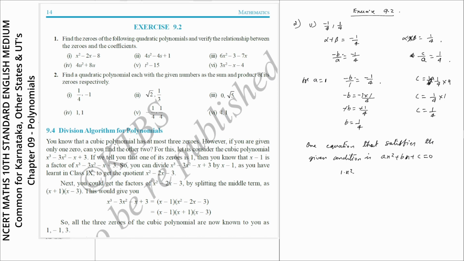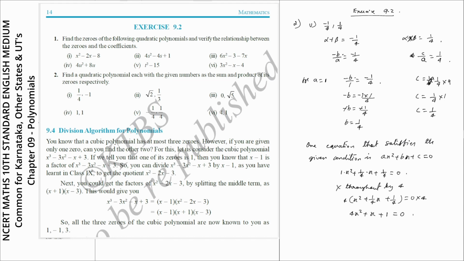1 into x square plus b is 1 by 4 into x plus c is 1 by 4 is equal to 0. Now multiply throughout by 4. So I will get 4 into x square plus 1 by 4x plus 1 by 4 is equal to 0 into 4. Both left hand side and right hand side we should multiply. So here I will get 4x square. So 4 into 1 by 4, 4 will get cancelled, I will get just x plus 4 here also. 4 into 1 by 4, 4 will get cancelled, I will get only 1. So right hand side is 0 only.